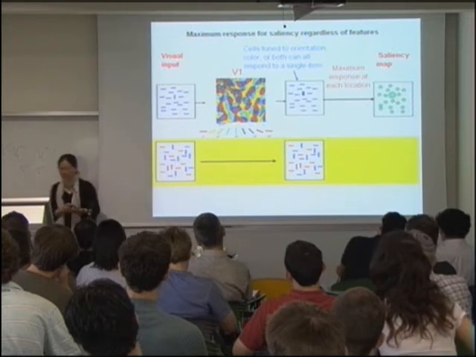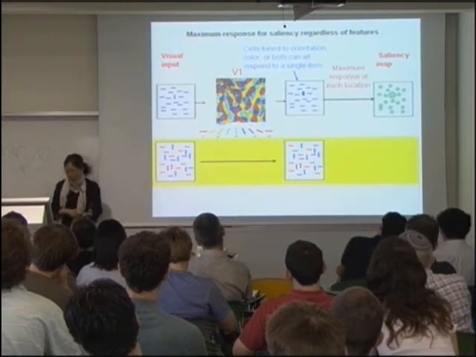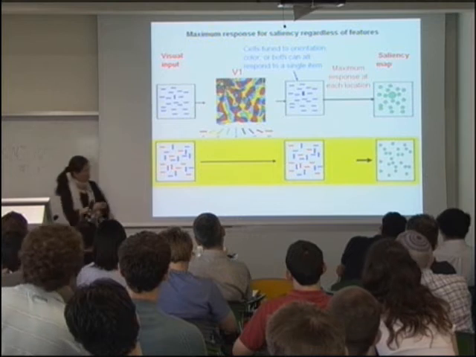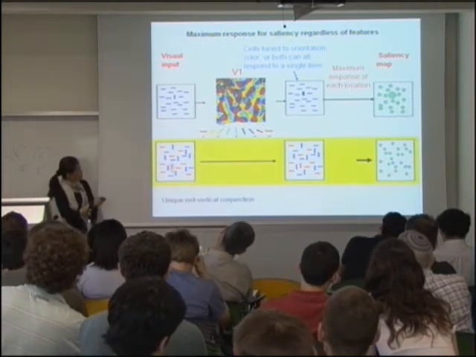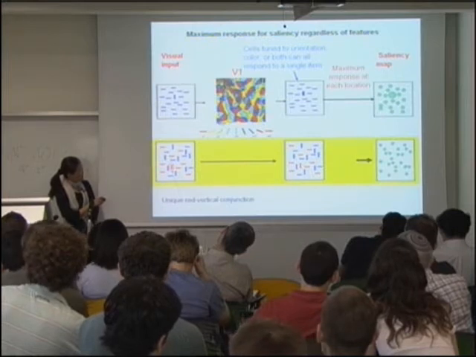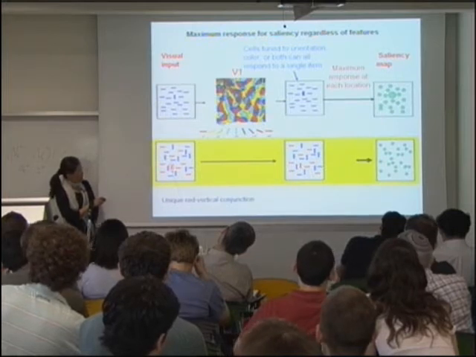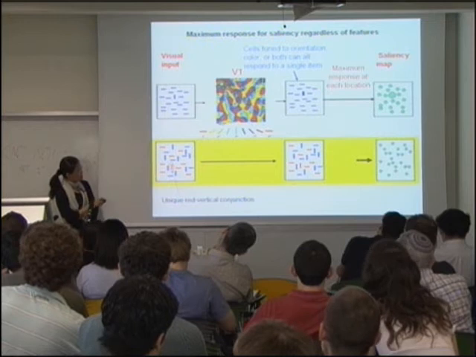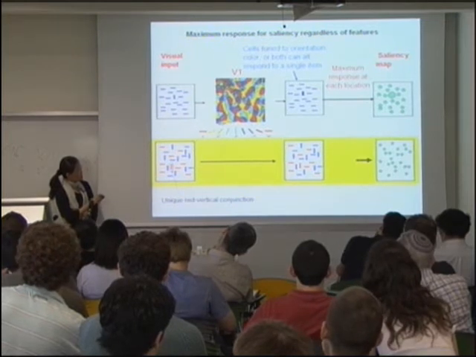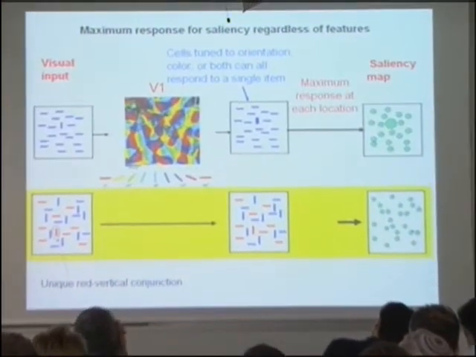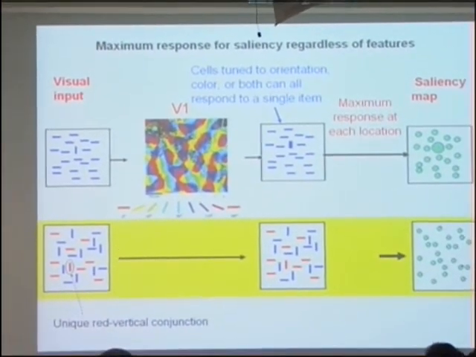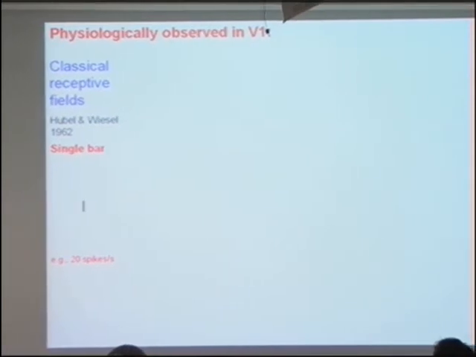And so here, nothing pops out, right? Therefore, you will not have any V1 cells firing very high. In fact, even though you have a unique red and vertical combination here, the red cell is suppressed by other red cells in the surround. The vertical cell is suppressed by other vertical cells in the surround. So nobody is bidding for this unique combination. And indeed, behaviorally, it doesn't pop out. And that's that. Now let's look at it physiologically.